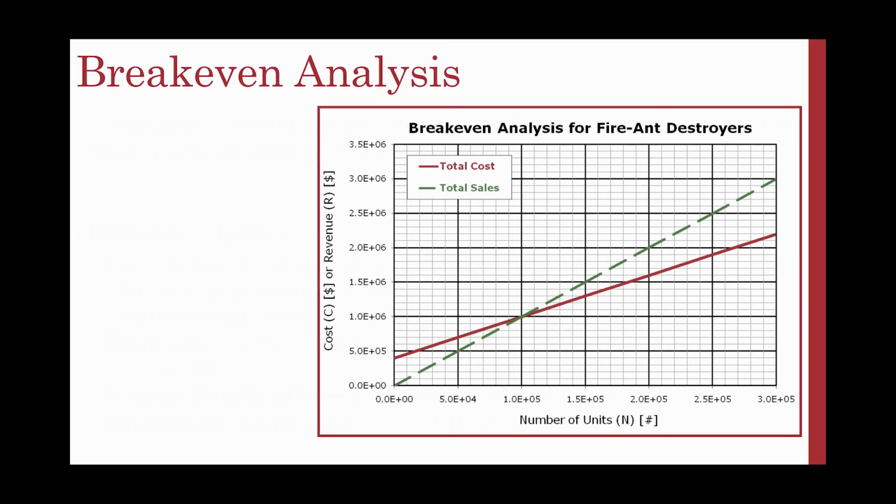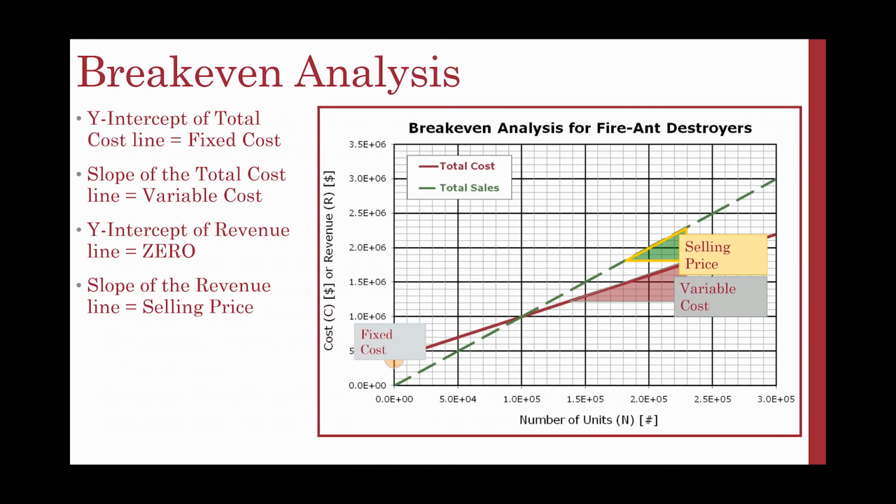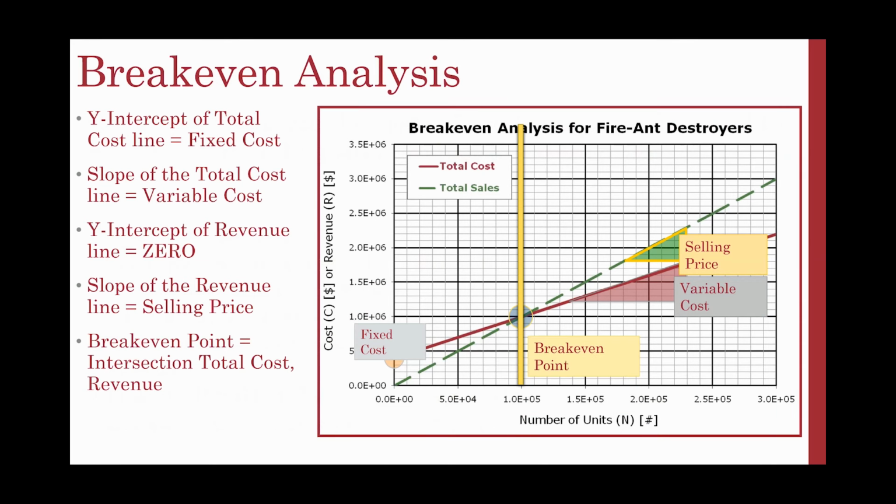So let's look at a graph that we have here. We have a total cost versus total sales graph. The y-intercept of the total cost line is your fixed cost. The slope of the total cost line is your variable cost. The y-intercept of your revenue line is always 0. You never start with any revenue, and the slope of the revenue is your selling price. Your break-even point is the intersection of the total cost and revenue lines. To the left of your break-even point, you're at a loss. To the right of your break-even point, you are at a profit.